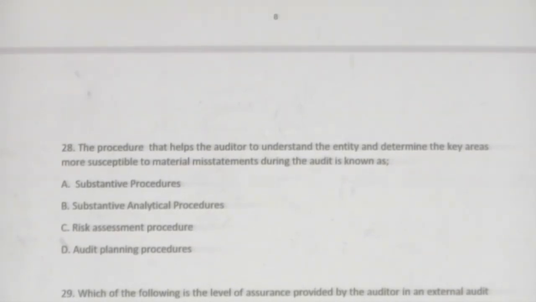If I recall, I told you in auditing there are two procedures, risk assessment and further audit procedures. This question says the procedures that help the auditor to understand, the keyword is understand. If I ask you why the auditor should understand the company, obviously the answer is risk. If you know the risk, you can decide what to audit. So our answer is risk assessment procedure. As I explained a few minutes ago, risk assessment procedure is the process followed to understand the entity and to see where the risks are. Then only you audit those risks.